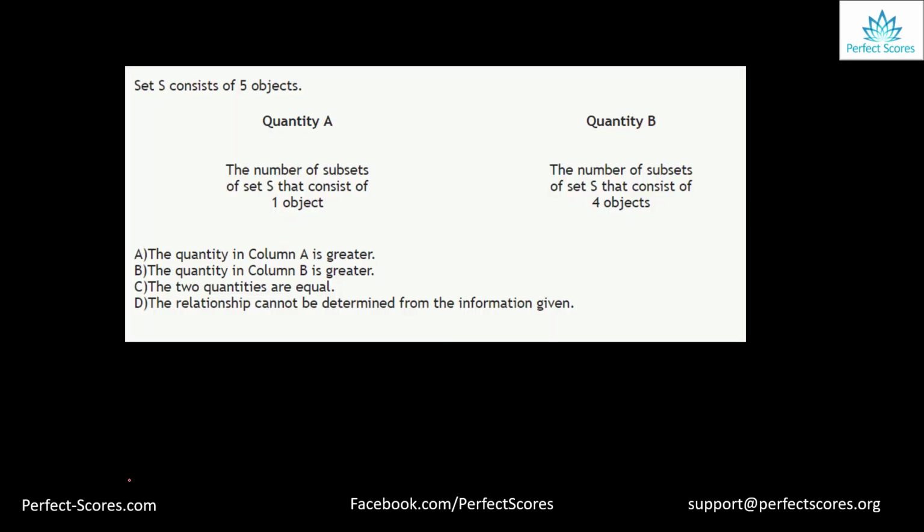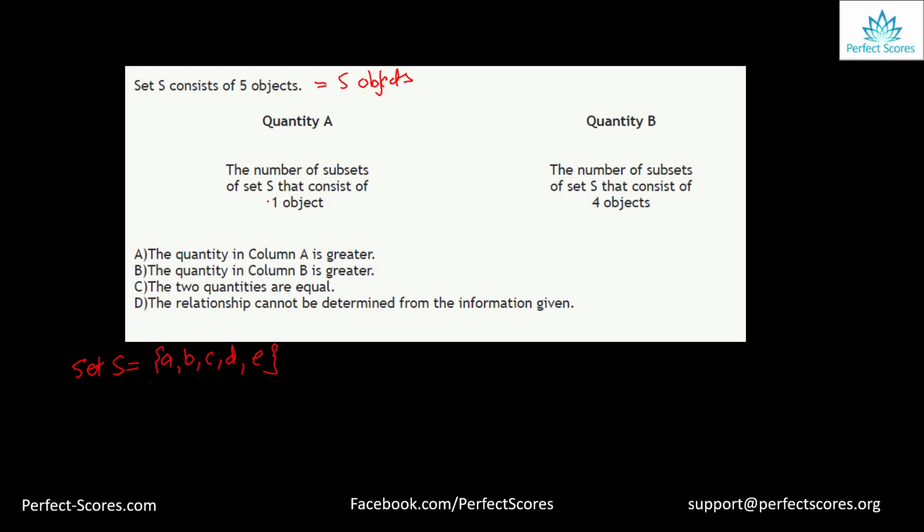So this question here says that set S consists of 5 objects. Okay, so you have 5 objects, and this is something that you will write in your scratch paper. Quantity A, the number of subsets of set S that consist of 1 object. And here, the number of subsets of set S that consist of 4 objects. So let's say that set S is 5 objects, let's say A, B, C, D, E.